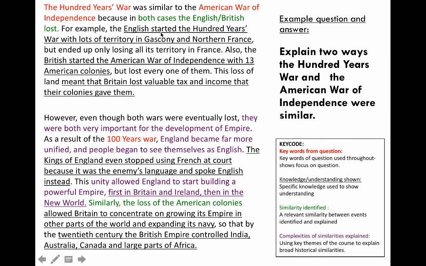Then, really clear and specific knowledge from both events. Territory in Gascony, that's really specific. 13 American colonies, really specific again. In the second one, we go beyond just a similarity, but a complex similarity. They were both very important for the development of empire. England became united. They began to see themselves as English. Unity allowed Britain to start building a powerful empire. Really clear similarity that's fully explained. You've also got clear factual evidence to back up that point.